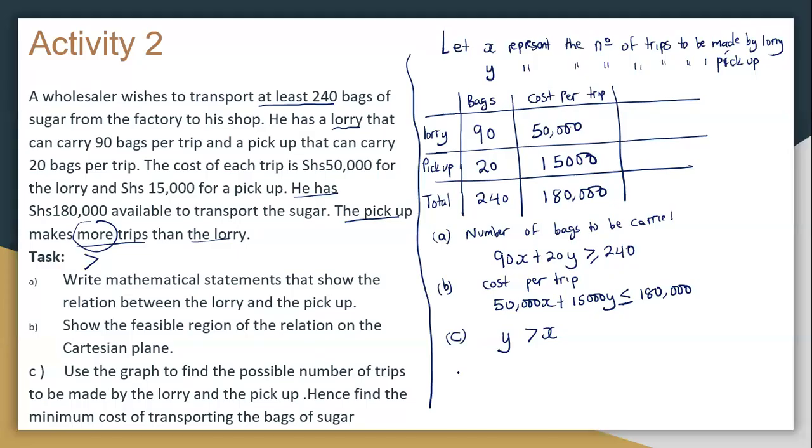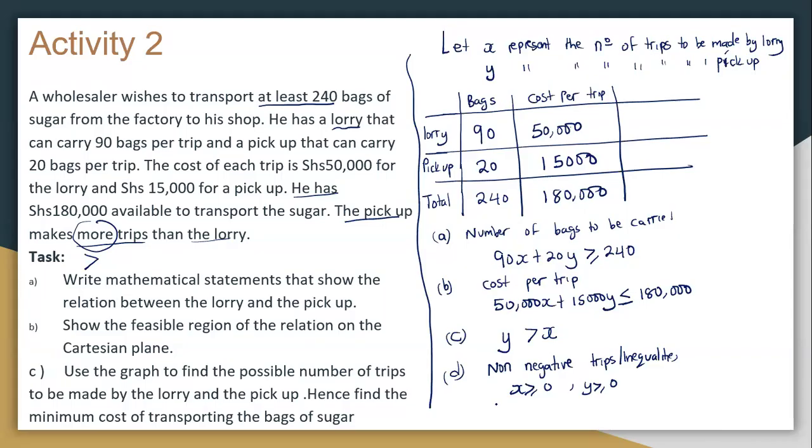Now, after that, the last inequalities: we are going to say that we cannot have negative trips. So we shall say the non-negative trips, or you can say inequalities, there is no problem. So those inequalities, we shall say x is greater than or equal to 0 and y is greater than or equal to 0.